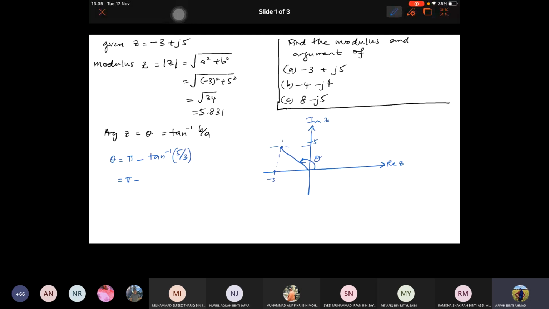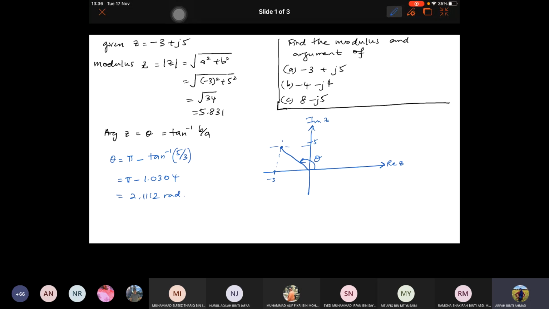Pi tolak 1.0304. So you dapat 2.1112 radian. Okay. Itu adalah theta. Sebab tu kena tahu dekat mana dia punya location. Location of the Argand diagram so that you know your sudut is either positive, negative, so on and so forth.